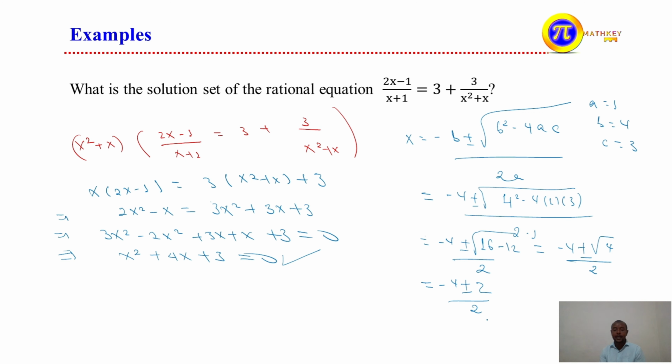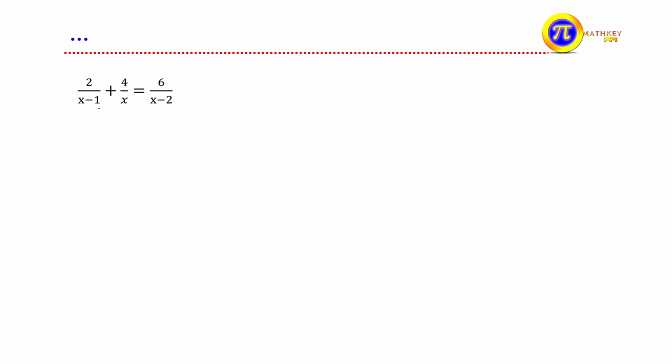What does it imply? This implies x is equal to negative 4 plus 2, or x is equal to negative 4 minus 2, over 2. Negative 4 plus 2 is negative 2 over 2. This implies that x is equal to negative 1, or x is equal to negative 3. Similarly, let us consider the next example.